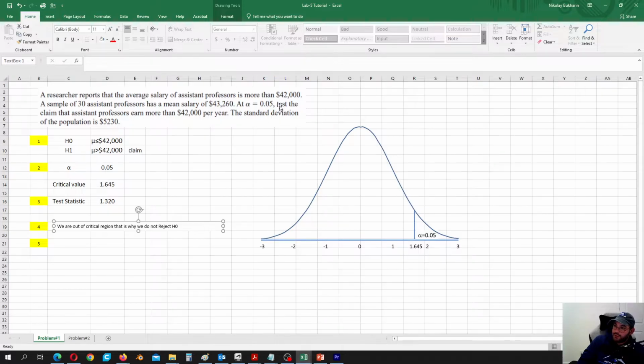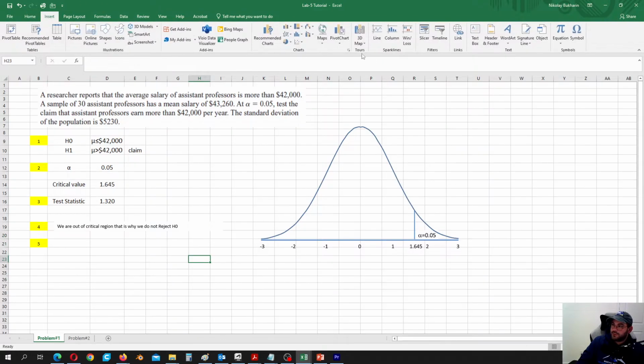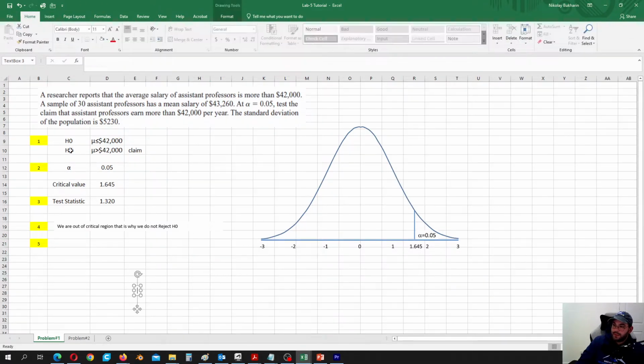So we are checking the claim that assistant professors earn more than 42,000 per year. We are not rejecting H0. That means we do not have enough evidence to claim that. Since we are not rejecting H0, we do not have enough evidence to claim that. So we insert another box and write the conclusion.